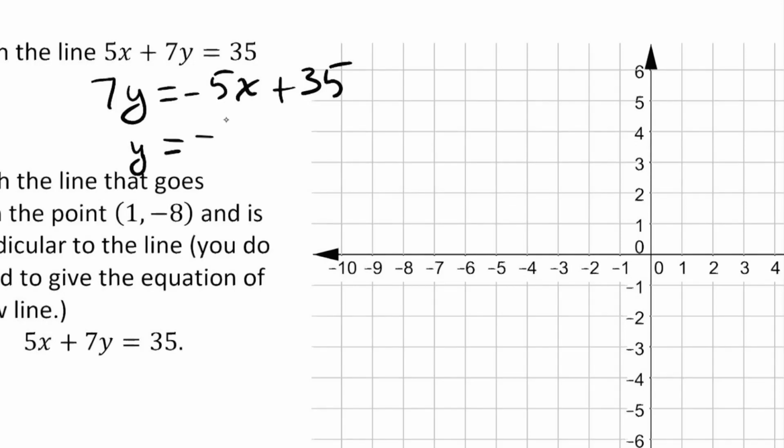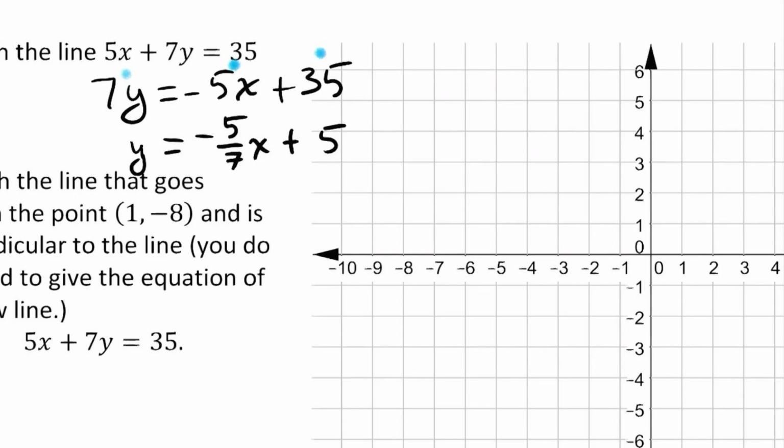And then I'm going to have negative 5/7 times x because that term got divided by 7. And then finally, 35 divided by 7 is going to give me the number 5. So plus 5. So again, what just happened there was every single term, this term, this term, this term, and this term were all divided by 7.